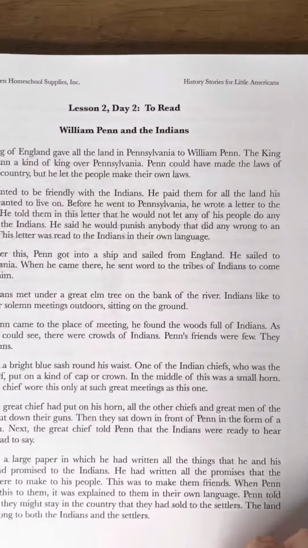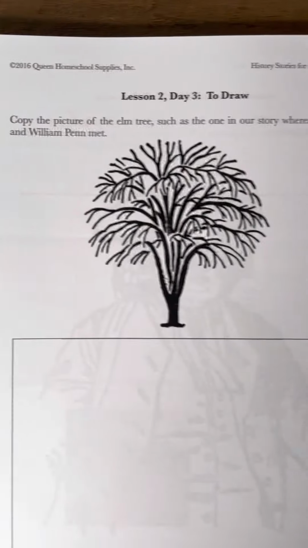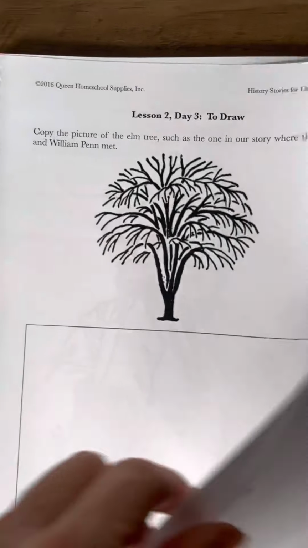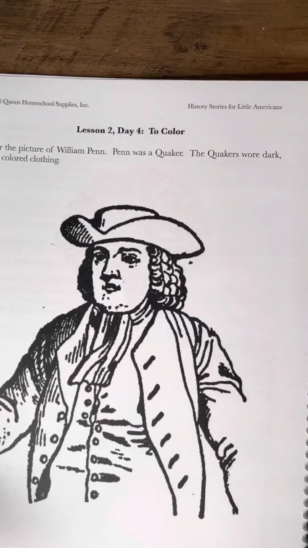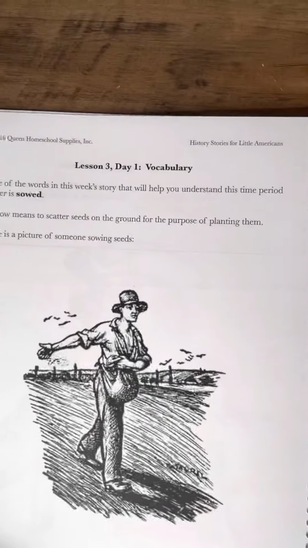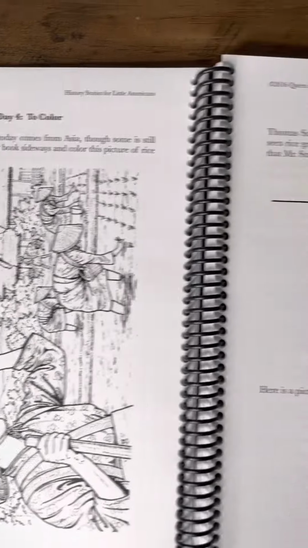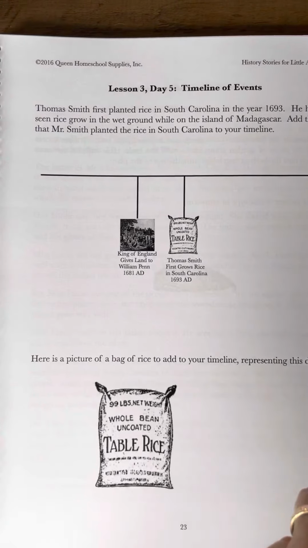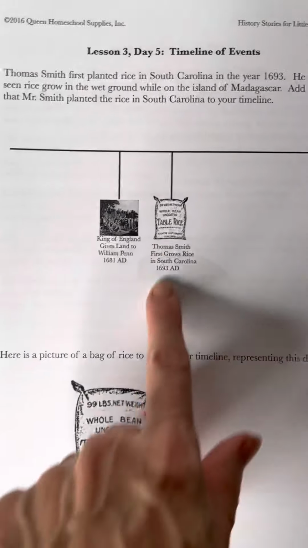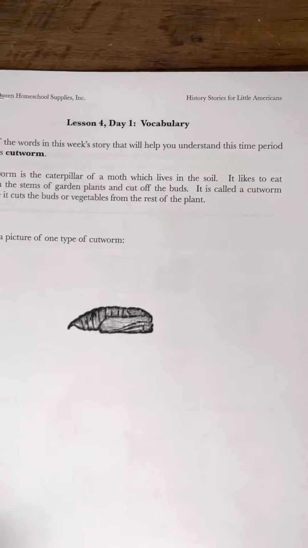The next day, they have the chapter of the story that they're going to read together with you. The next day, there is something to draw from that week's story, then something to color the following day, and again, the timeline. So every week is set up the same. There's the next Monday, vocabulary. Tuesday is the story. Wednesday, something to draw. Thursday, something to color. And Friday, the timeline of events. And this is showing the new thing that we're putting on the timeline next to something that we've already put on the timeline. In the very back of the volume, here's the next week.